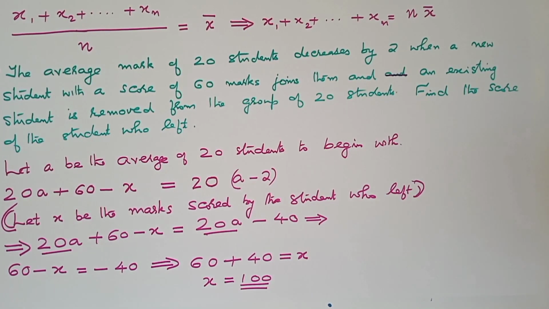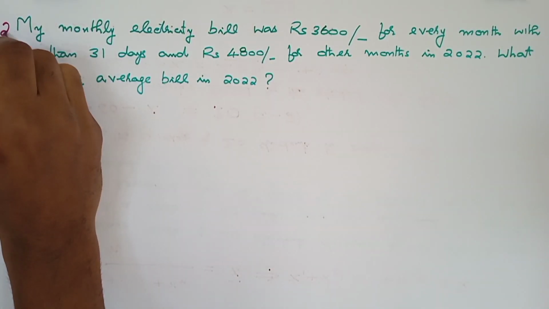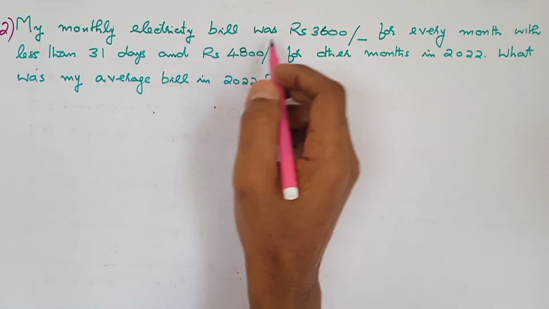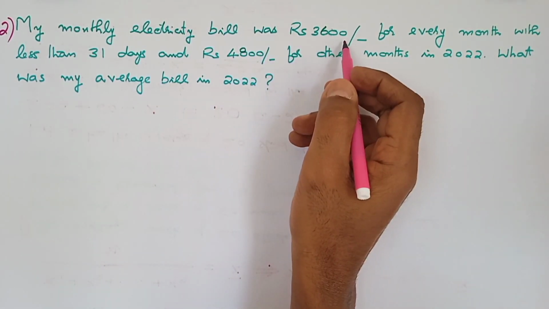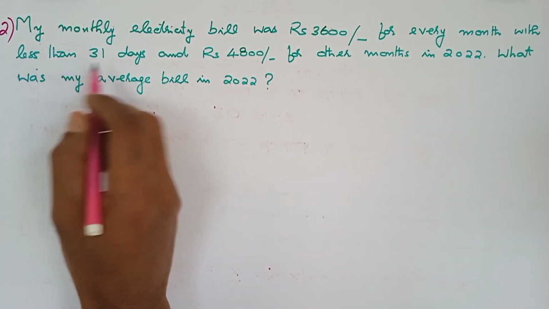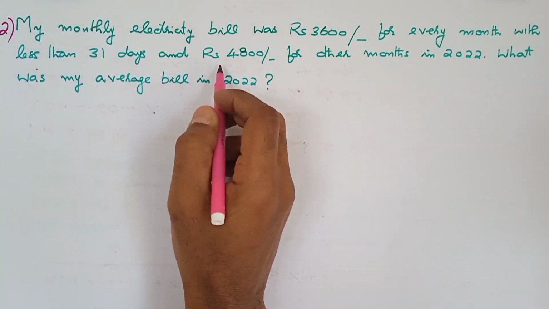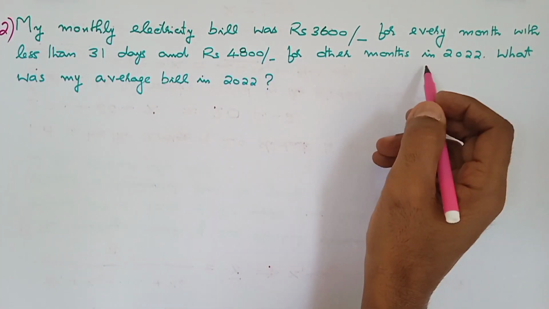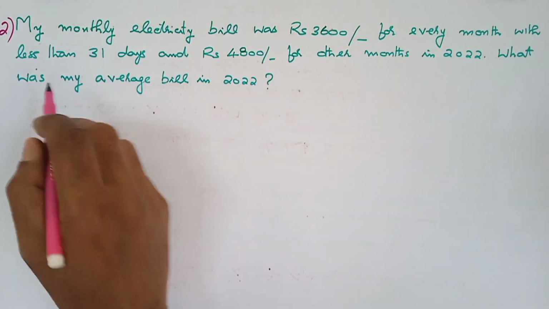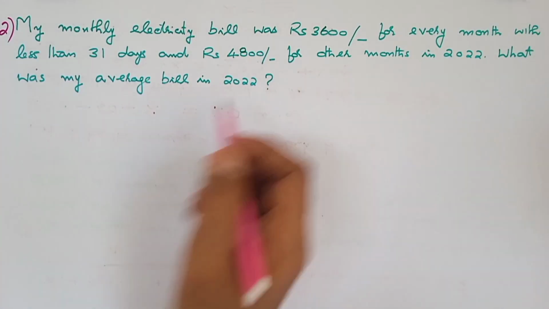Let's look at the second problem. The second problem is this. My monthly electricity bill was 3,600 rupees for every month with less than 31 days and 4,800 rupees for other months in 2022. What was my average bill in 2022?